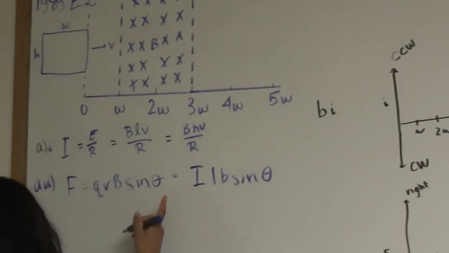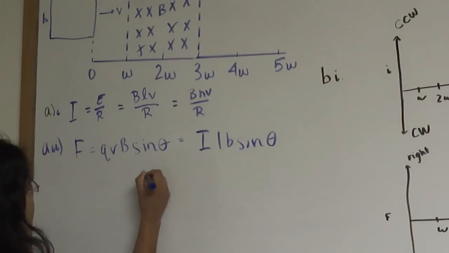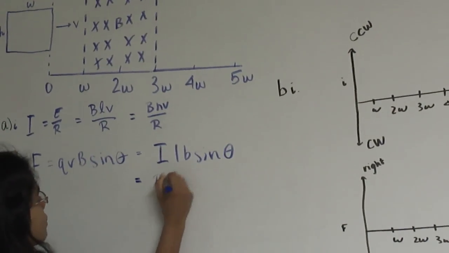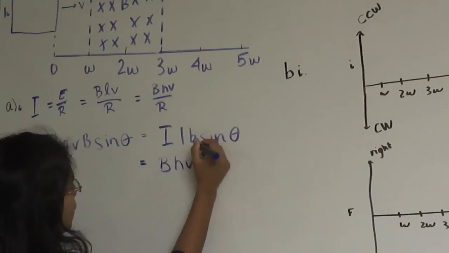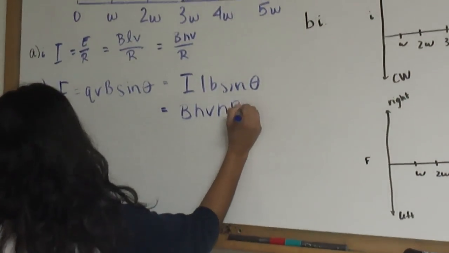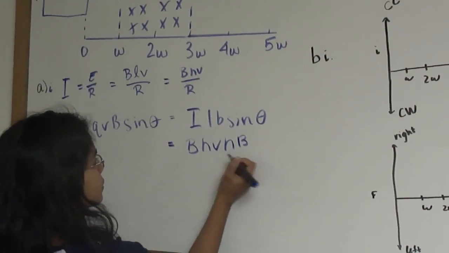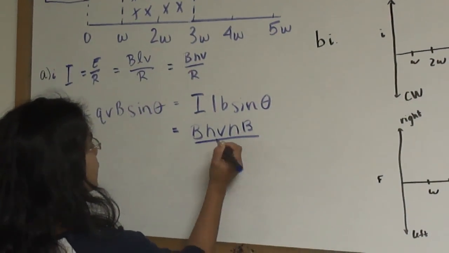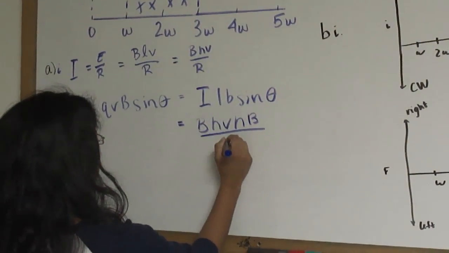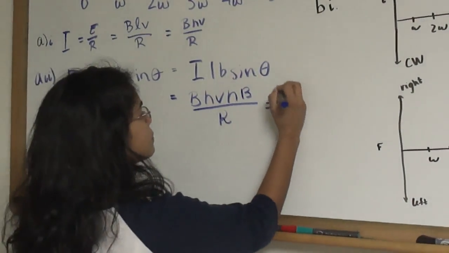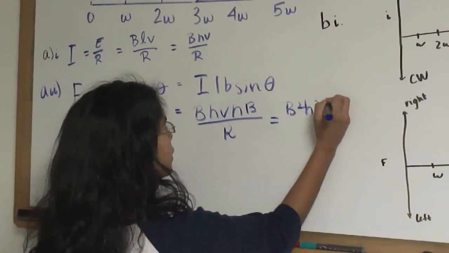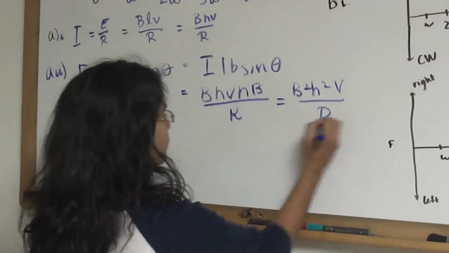So we found I in the previous example, and we simply plug in. We said that was BHV over R. L once again is H, and we have B again, multiplied by BHV divided by R. And so our final answer is B squared H squared V divided by R.